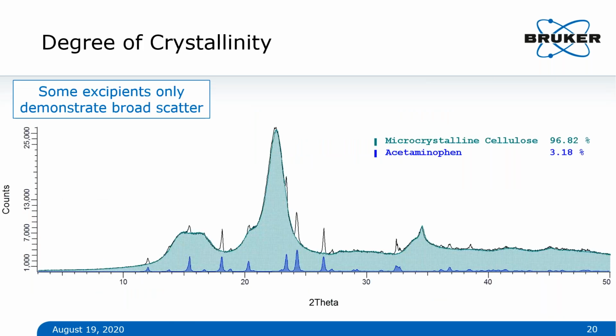So, another example that we frequently see is called the degree of crystallinity. You may also hear this referred to as percent amorphous or percent crystallinity. Here, what we see data-wise is a sample that is predominantly microcrystalline cellulose, or MCC, so very commonly used as a bulking agent in tablets. And then again, that acetaminophen. So we see, I believe nominally this was about a 5% mixture here.